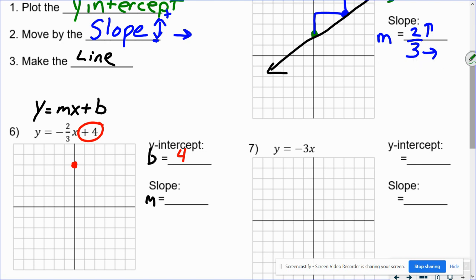And then my slope, it's a negative. So instead of going up, we go down and then run 3. Does that make somewhat sense? All right.